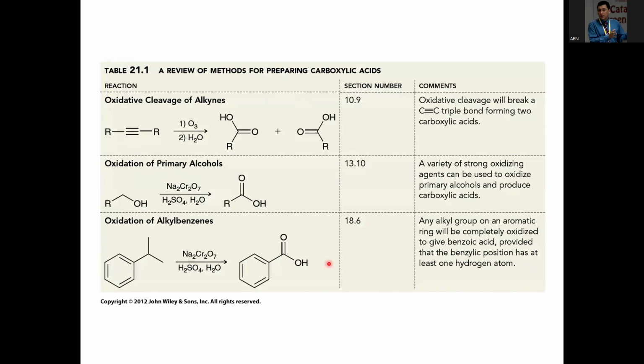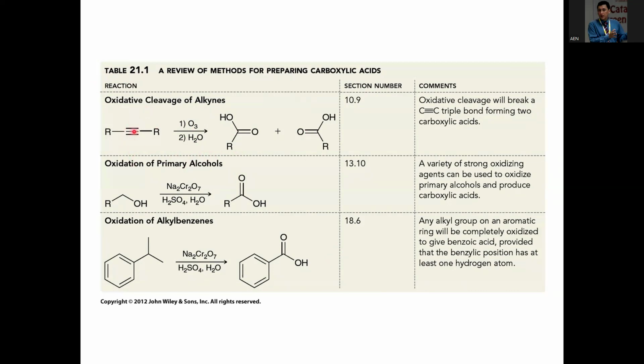All right, so let's go now. Synthesis of carboxylic acid. Some syntheses of carboxylic acid that we have studied in the past are shown in this slide. You can see it on table 21.1. Some of them include ozonolysis, which means oxidative cleavage of alkynes. Alkynes only. Remember that for alkenes, you don't get carboxylic acid. For alkenes, you get ketones and or aldehydes, right?